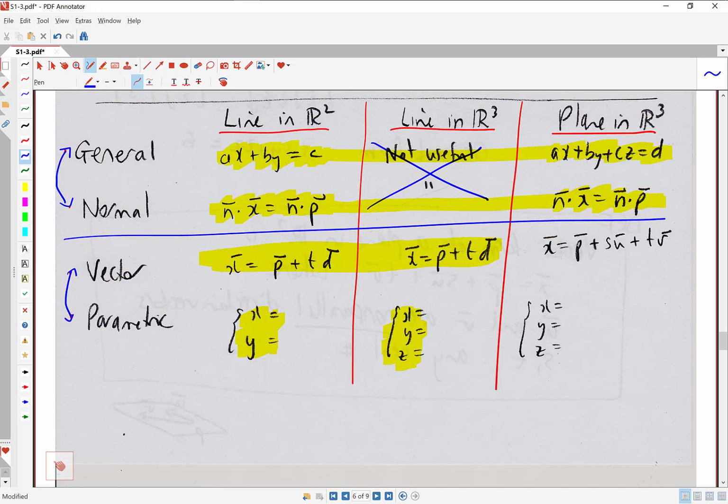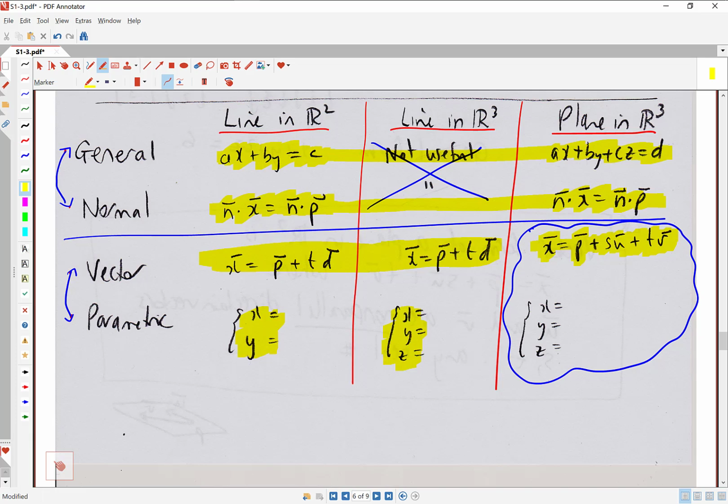Okay, and then let's talk about vector and parametric form for a plane in R3. So your vector form says vector x equals vector p plus s times u plus t times v, meaning to get any point on your plane, start at some point on your plane, any point, travel any distance you like along your first direction vector, and travel any distance you like along your second direction vector.